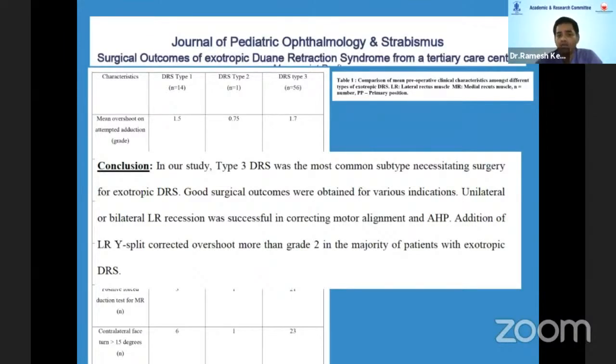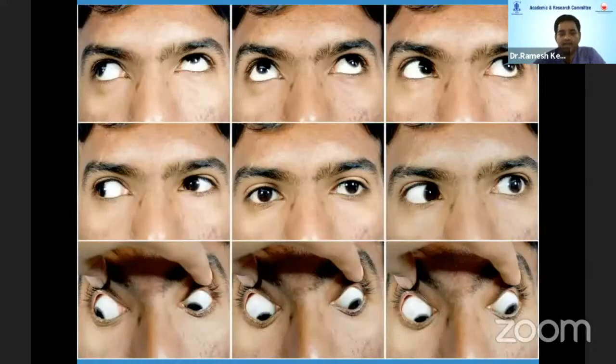And we can get good surgical outcomes in various indications. Unilateral or bilateral works very well. But in exotropic, you need to remember that if there is the presence of overshoot which is more than grade 2, they need lateral rectus Y split as well. This also will come in Jaipur's in the next edition.